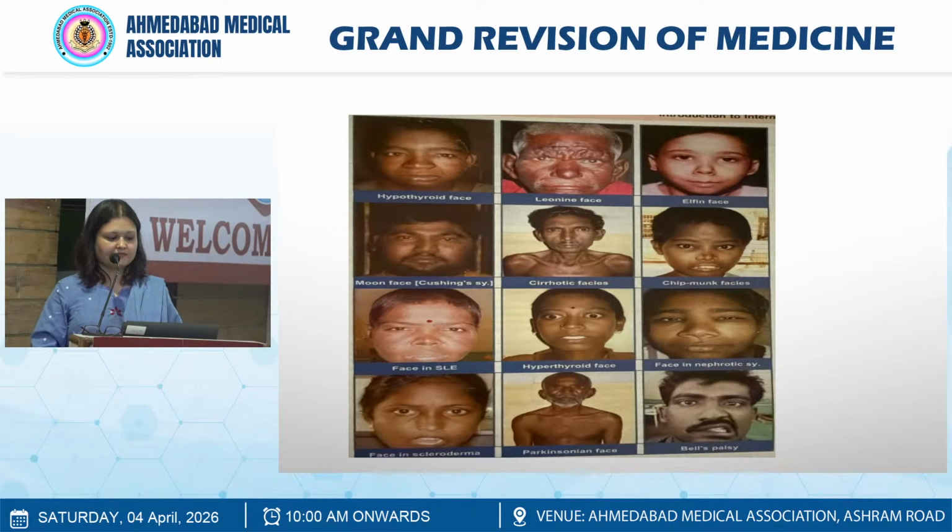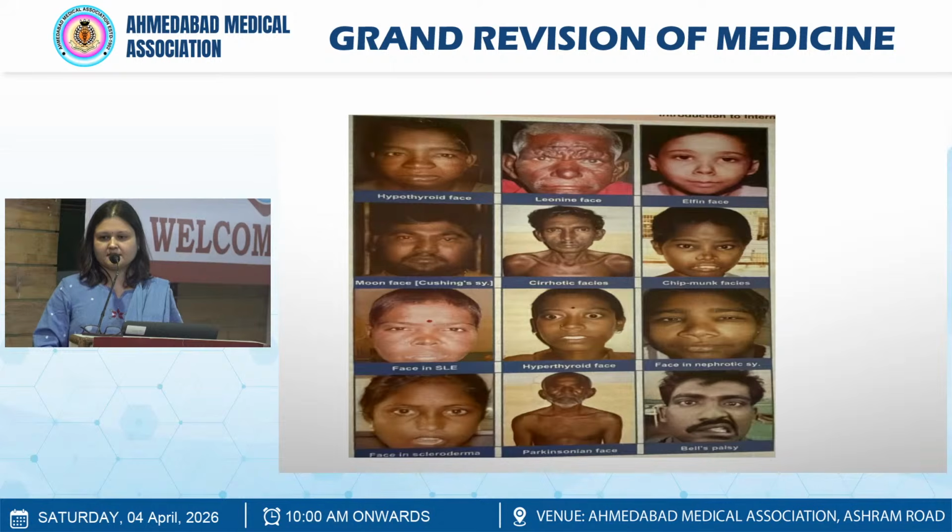Now identify different phases. First is hypothyroid phase. Second is leonine phase, seen in leprosy. Third is Alpine phase. Fourth is moon phase, seen in Cushing-White syndrome. Fifth is cirrhotic phase. Cirrhotic phase એટલે એમાં શું હોય? પેરોટિડ એન્લાર્જમેન્ટ હોય અને આ બધું બકલ ફેટ લોસ થઈ ગયું હોય, એલોપેશિયા હોય, ટેમ્પોરલ વેસ્ટિંગ હોય.